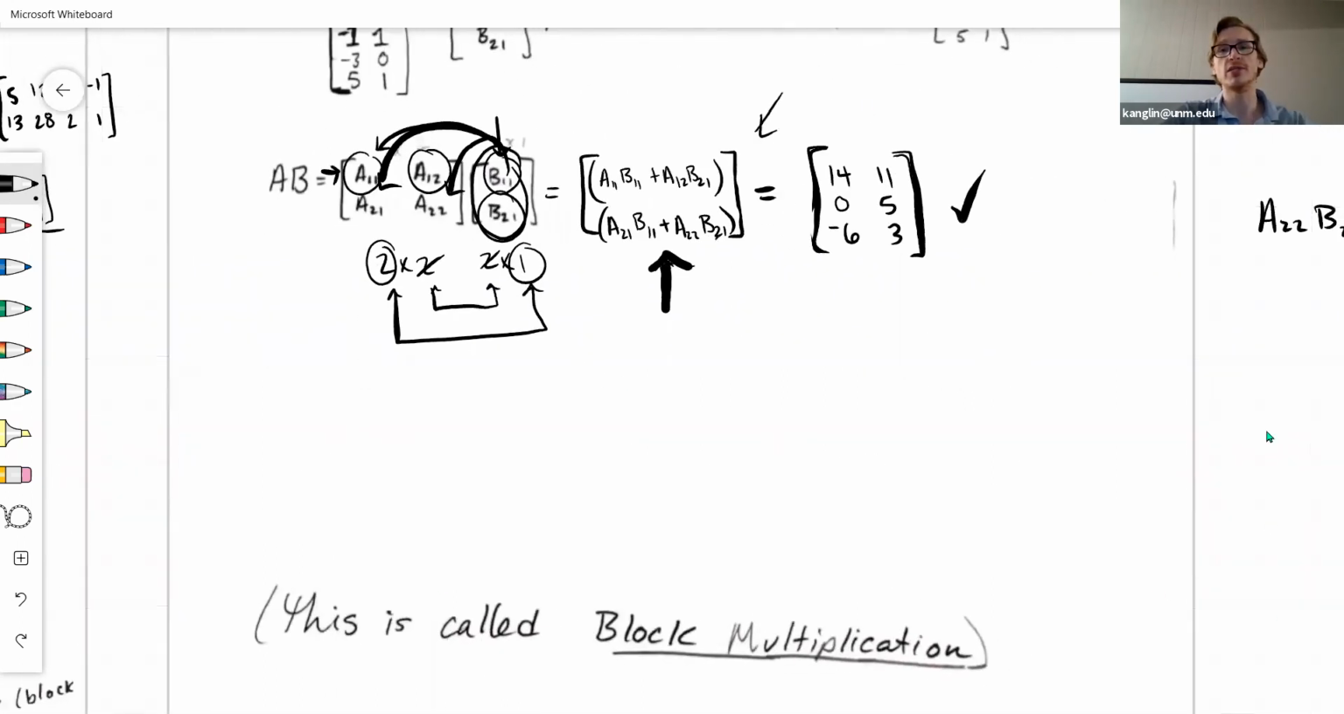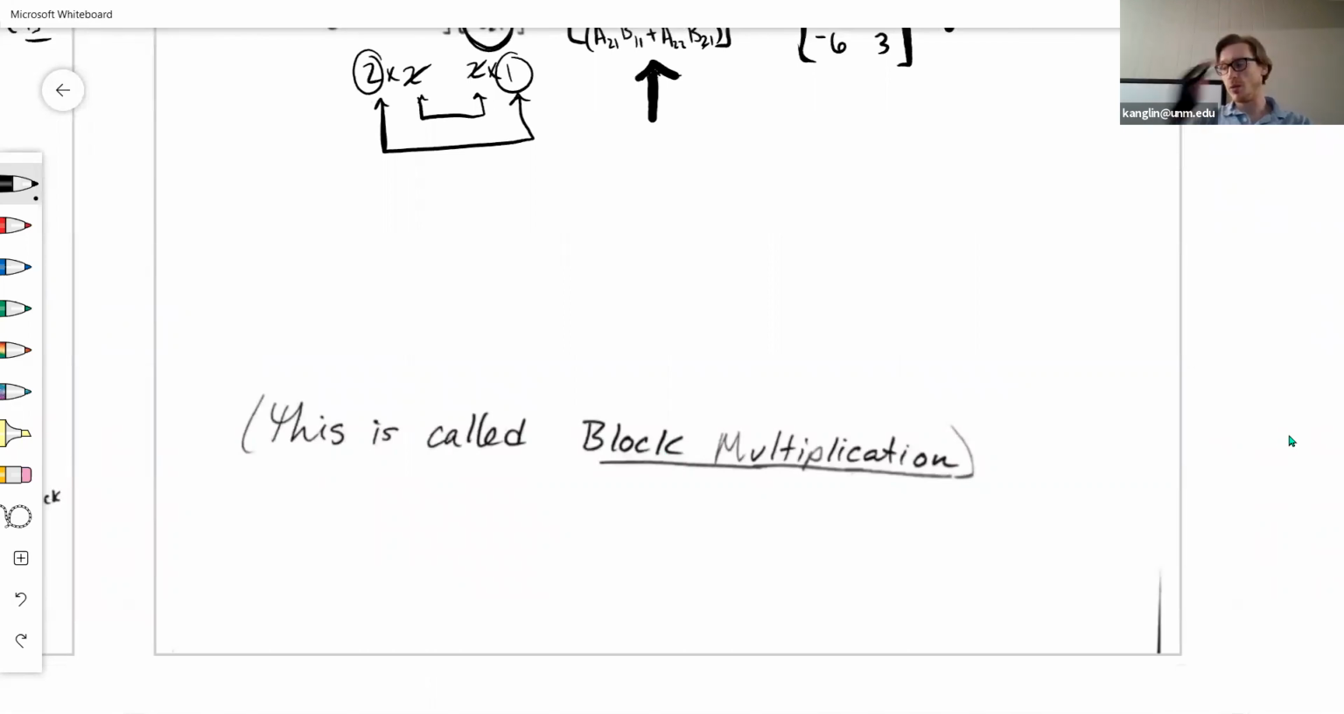So this process here, this is called block multiplication. You won't use it a huge amount of the time, but it is certainly useful for some proofs here and there and some manipulations of these multiplications of matrices can be useful just when you're dealing with numbers, not even in proofs. So that's it for this video.